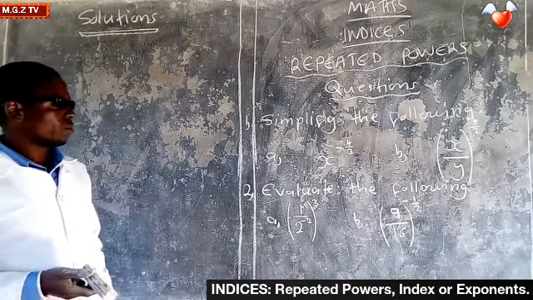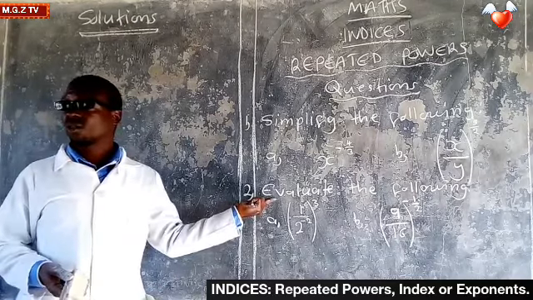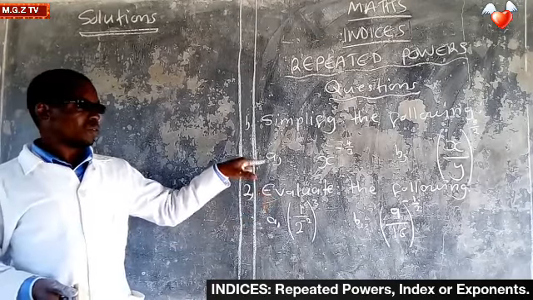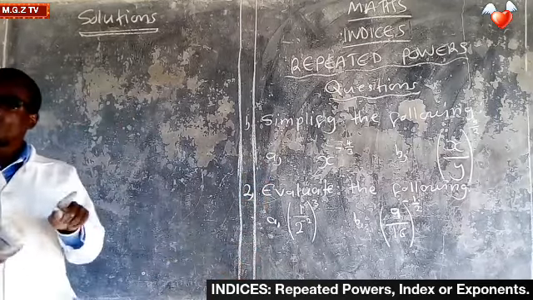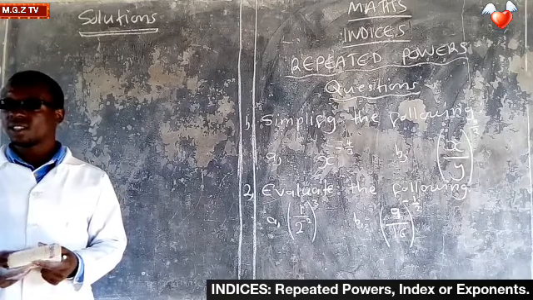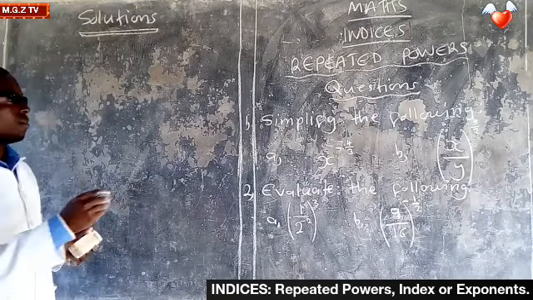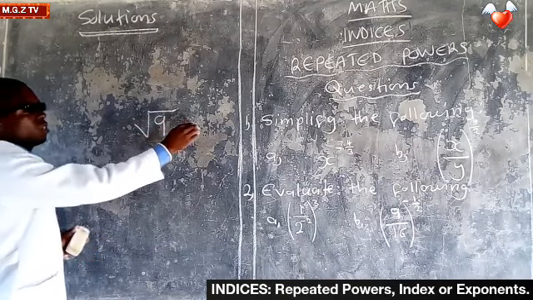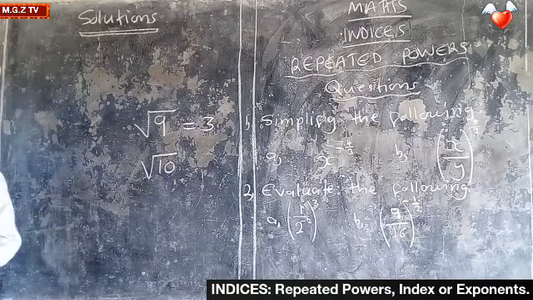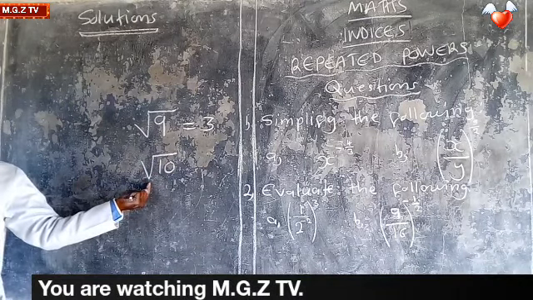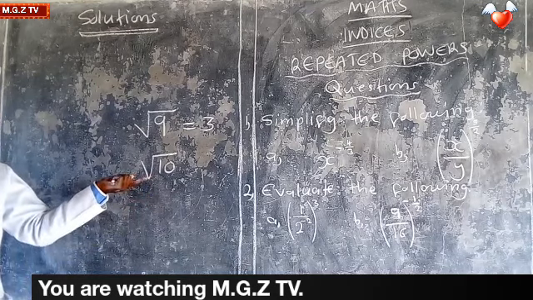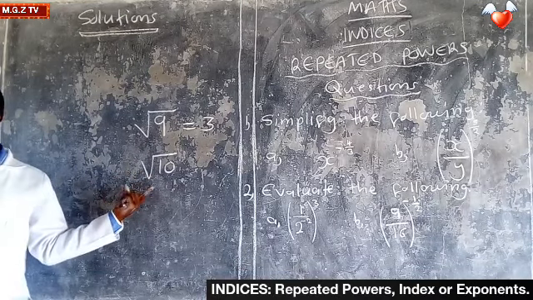Okay, now we move on to question 2. Question 2 says we must evaluate. This simply means we should find the final answer. Don't stop anywhere, unless otherwise. When I say unless otherwise, for instance, the square root of 9, we know, is 3. What about the square root of 10? There, we need the calculator. Okay? What if, with a calculator, it now becomes impossible? So we mean unless otherwise.